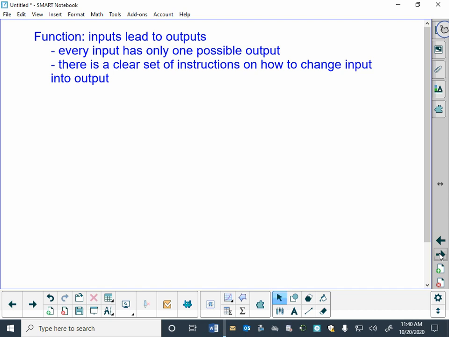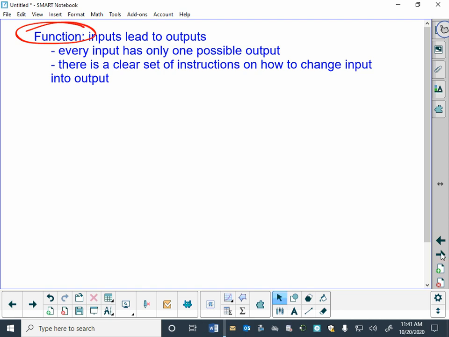In the running the red light, we don't know what the output or the outcome is going to be in that case. So if we were talking about a function, the input has only one possible output, and there accompanies that a very clear set of instructions on how we are going to change inputs into outputs. Okay, in the case of the gas pump, the input is the number of gallons of gas that you pumped, and the clear instructions are multiply that by the price per gallon of gas, and you will come up with how much you owe for the gas that you pumped.